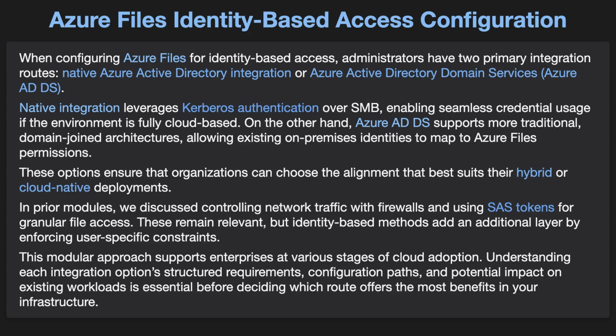In prior modules, we discussed controlling network traffic with firewalls and using SAS tokens for granular file access. These remain relevant, but identity-based methods add an additional layer by enforcing user-specific constraints. This modular approach supports enterprises at various stages of cloud adoption. Understanding each integration option's structured requirements, configuration paths, and potential impact on existing workloads is essential before deciding which route offers the most benefits in your infrastructure.